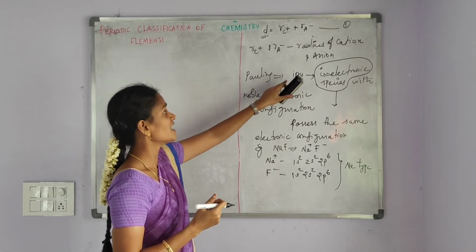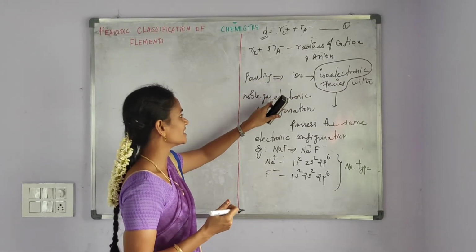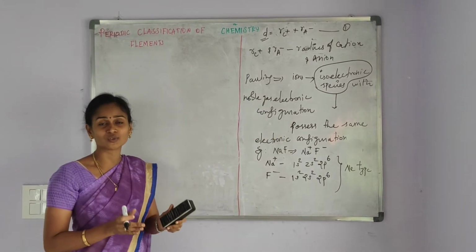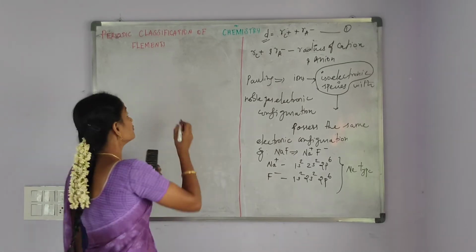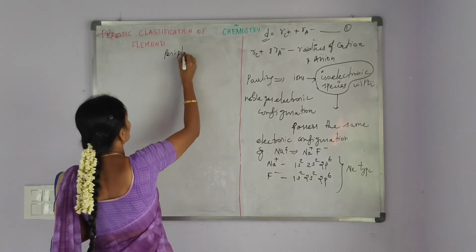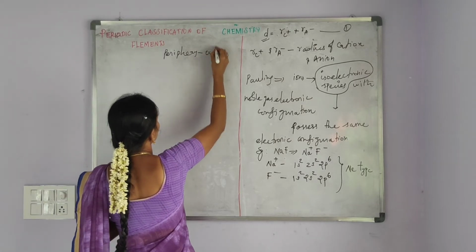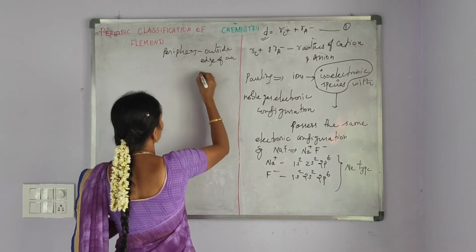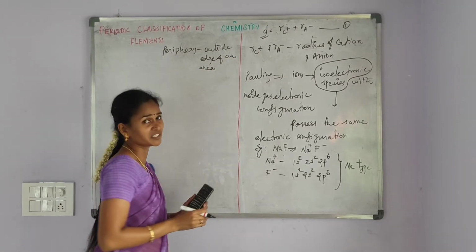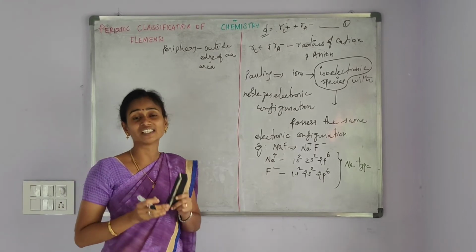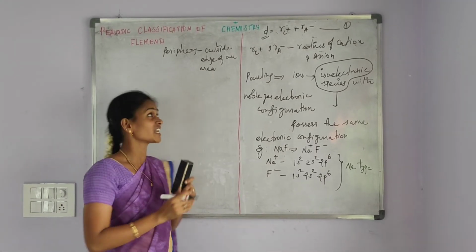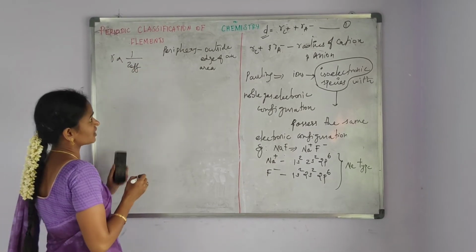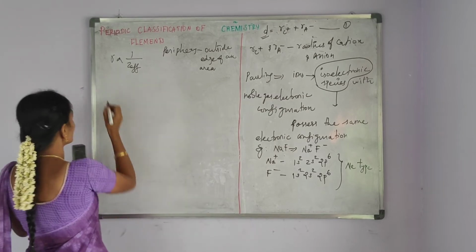Pauling assumed the radius of the ions with the noble gas electronic configuration is inversely proportional to the effective nuclear charge felt at the periphery of the ion. Periphery, its meaning is outside edge of an area. I am repeating, Pauling assumed the radius of ions with a noble gas electronic configuration is inversely proportional to the effective nuclear charge felt at the periphery of the ion.